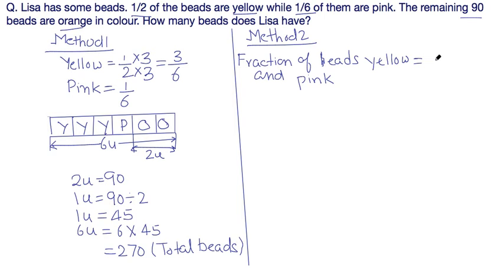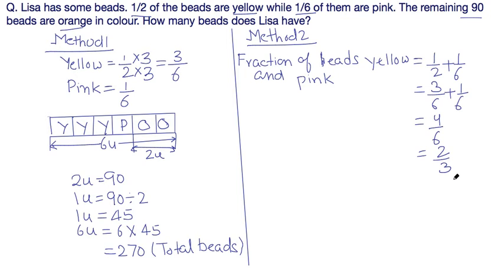What do you think it is? How much will it be? It's 1/2, which is the fraction of yellow beads, and 1/6 are the pink beads. So let's add them. Obviously we need to convert it to its equivalent fraction, which is 3/6, then plus 1/6, which is equal to 4/6, and which we can simplify to 2/3, right? So the fraction of beads which are yellow and pink is 2/3.